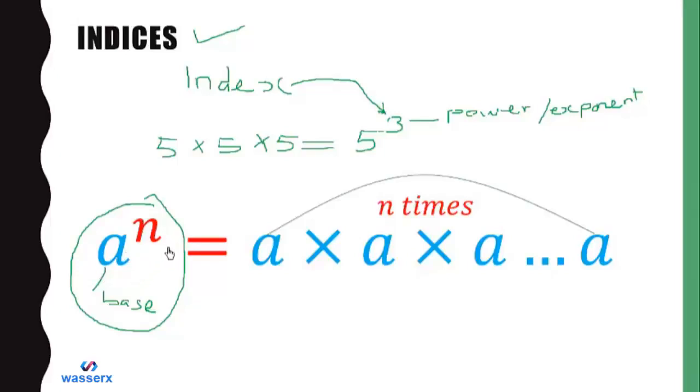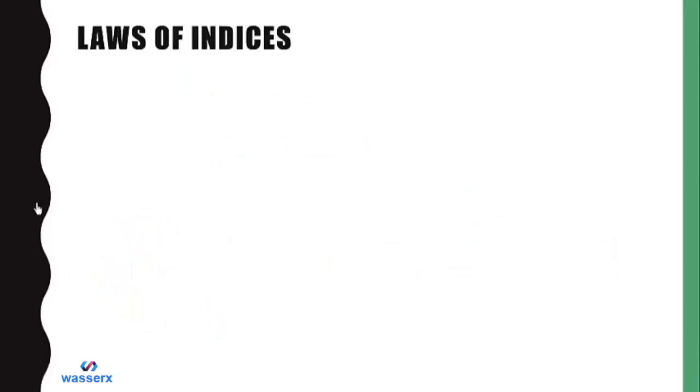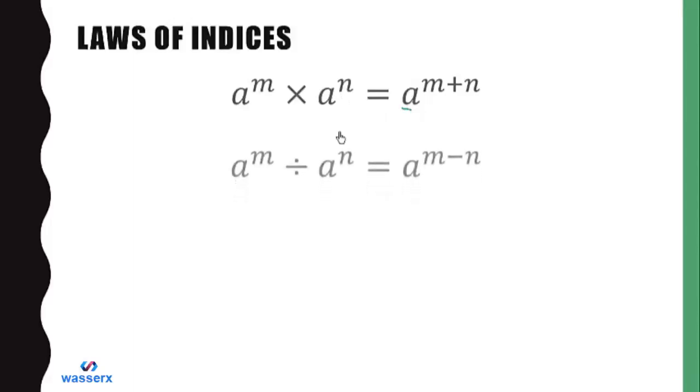So we are going to look at operations like multiplication of 2 or more numbers that are in the index form, and the division. But before we look at that, there are some laws that are governing indices. The first law is we have 2 numbers in the index form with the same base, and they're multiplying. We write down only one of the base and add the exponents. If they are dividing, we write down only one of the base and subtract the exponents.